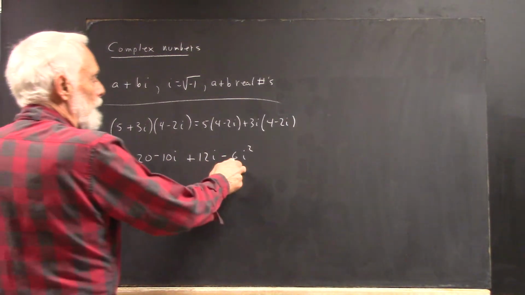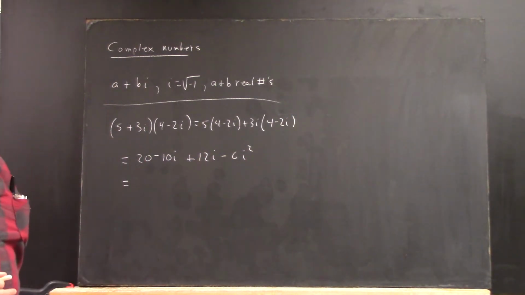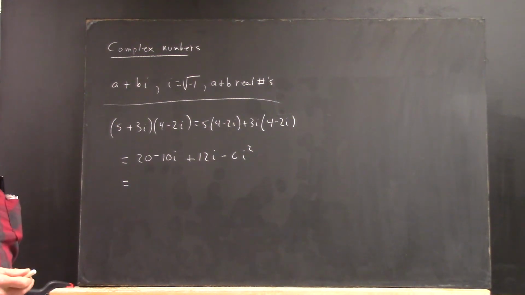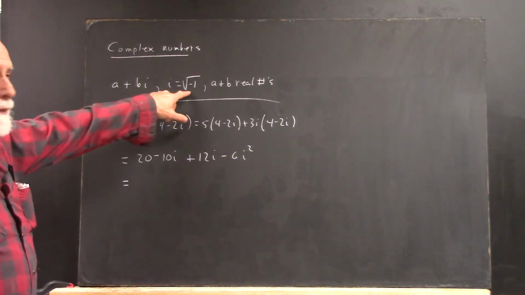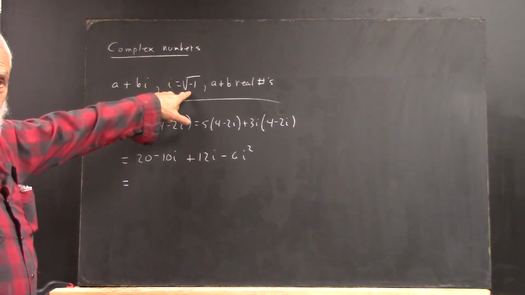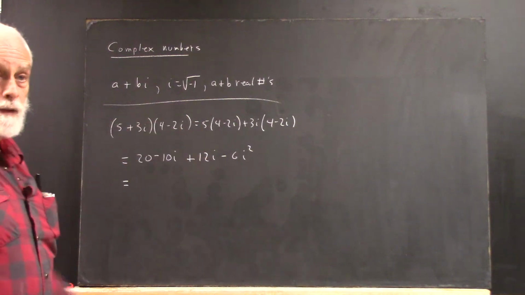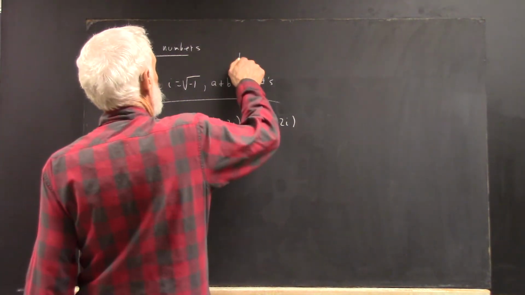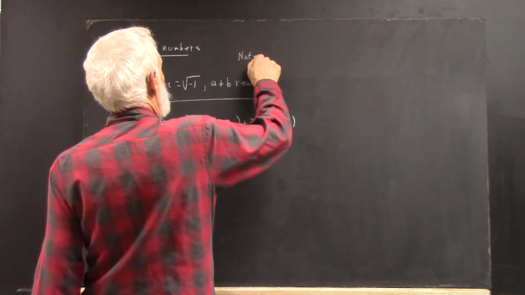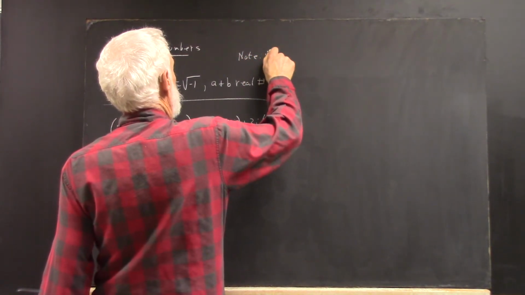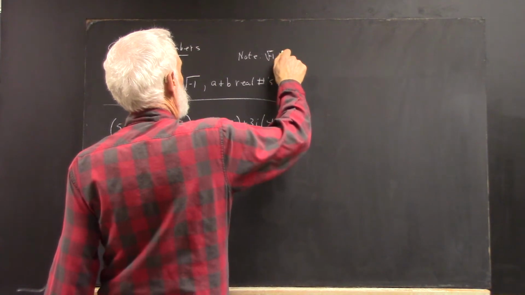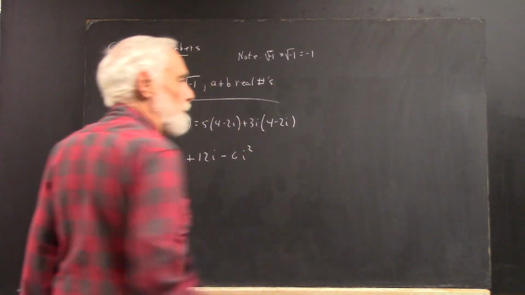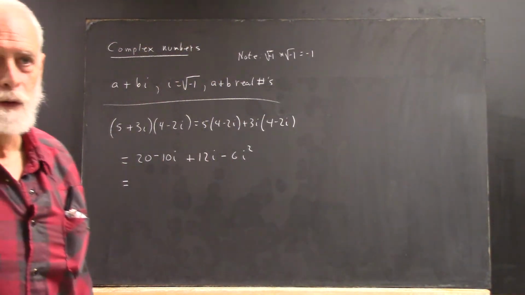Okay, now, i squared is what? Positive 1? You're close. Negative. What do you get if you multiply the square root of negative 1 times the square root of negative 1? Negative 1. You get negative 1. Okay? It's not written very well. If you multiply the square root of a number times itself, you get that number, right?